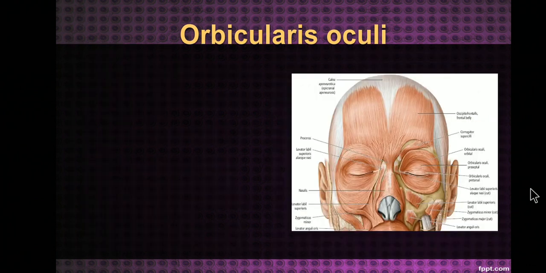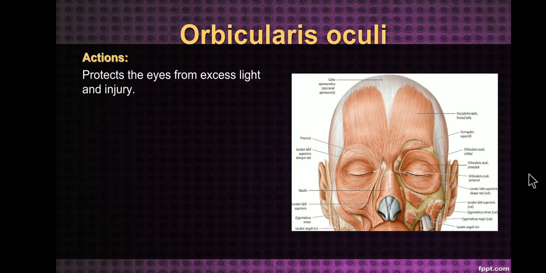So let us try to list out the actions of the orbicularis oculi. Mainly the orbital part is responsible for tight closure of your eyelids, which protects your eyes from excess light. So with too much light, you immediately close your eyes, or if somebody is coming to poke your eyes, or some dust falls in your eyes, you very tightly close your eyes. So that is protective in function.